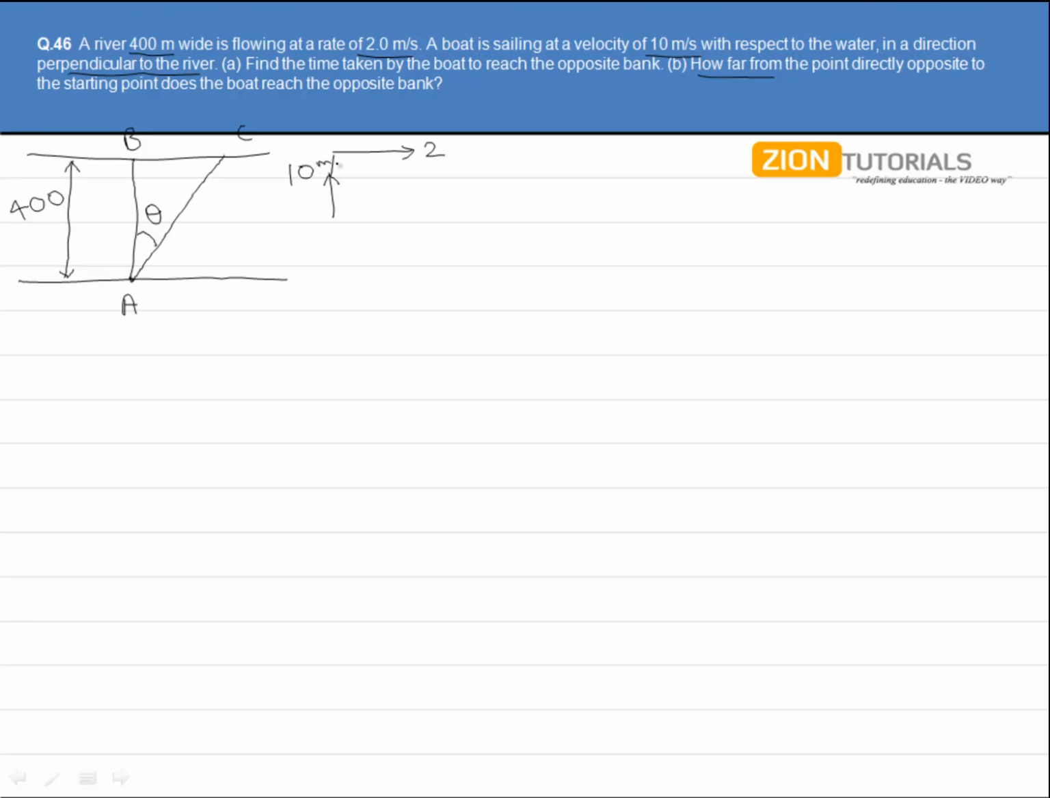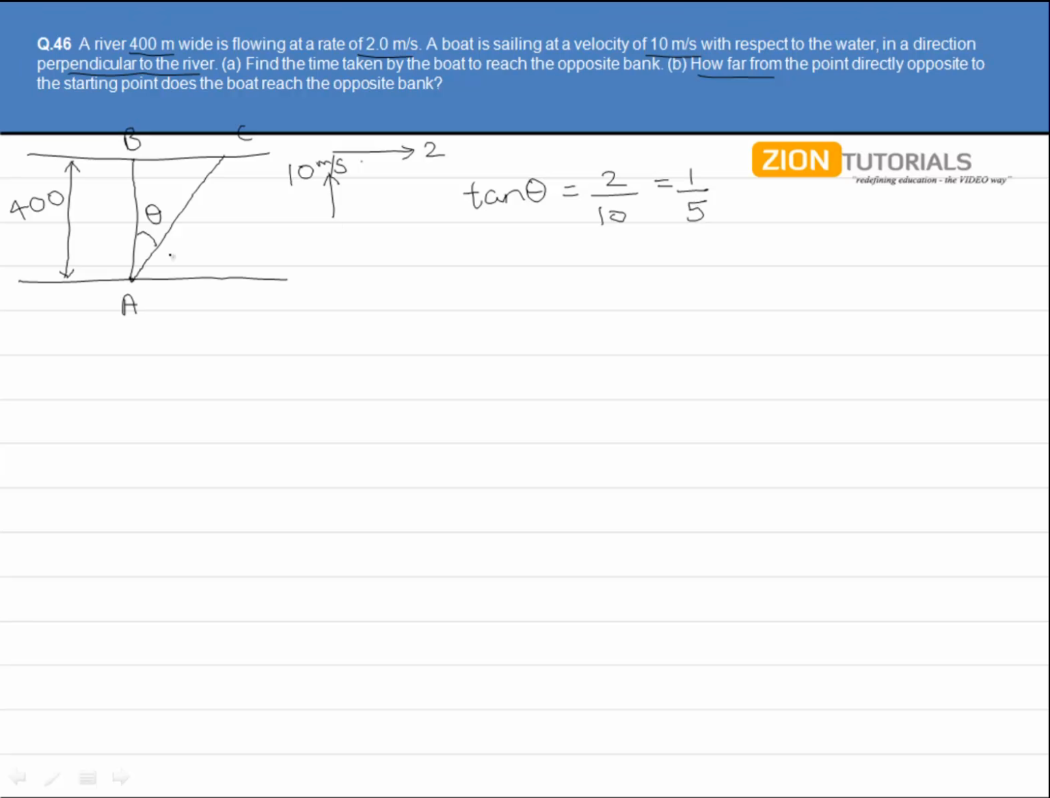perpendicular to it. Now, from here, we can find tan theta as 2 by 10, giving us 1 by 5. If you are confused about finding tan theta with the help of these velocities, you can consider a 1 second time in which this will be moving 2 meters, this will be moving 10 meters, and so ultimately you will have distances 2 and 10, giving you tan theta equals 1 by 5.